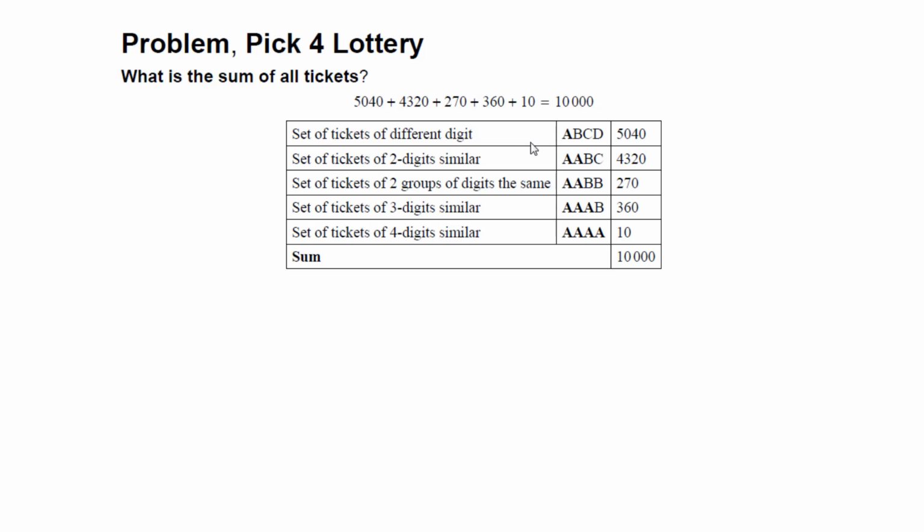Now we have the question, what is the sum of all tickets? It should be 10,000 because they are disjoint sets. So we add them together and we get 10,000 exactly. So we are going to summarize all of these sets in this table here. A set of tickets of different digits, set of tickets of 2 digits similar, set of tickets of 2 groups of digits the same, set of tickets of 3 digits similar, and set of tickets of 4 digits similar, and their corresponding number here, and their sum is 10,000.